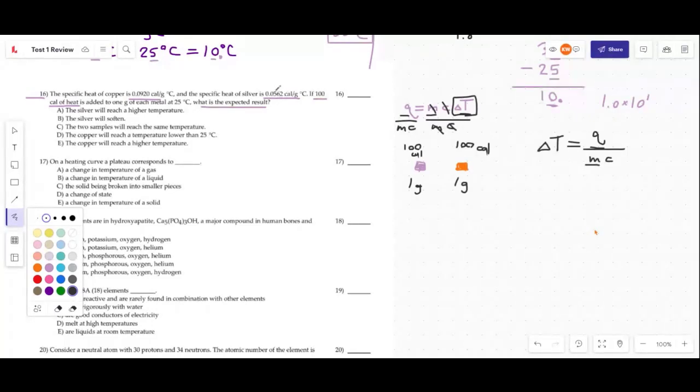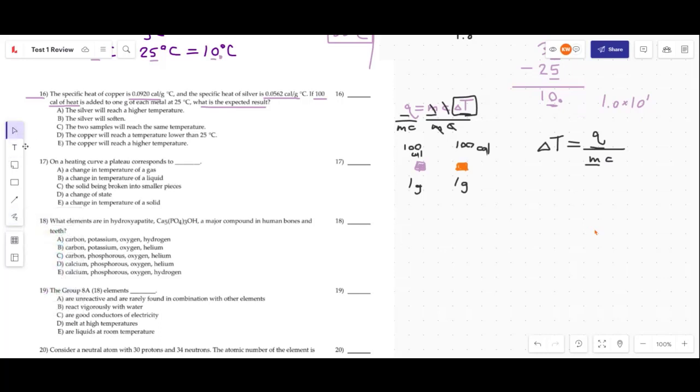Silver has a lower specific heat, right? If I put a lower number into the denominator, am I going to get a larger change in temperature or a smaller change in temperature? Actually, I'm going to get a larger change in temperature. If I divide by a smaller number, I'm going to end up getting a bigger change in temperature.